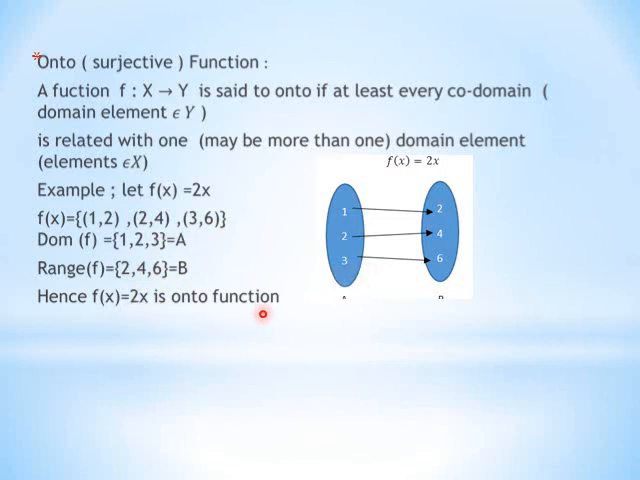Why? Because, for example, if I write 8 here, at least every codomain element means every codomain element should be mapped to by something in the domain.